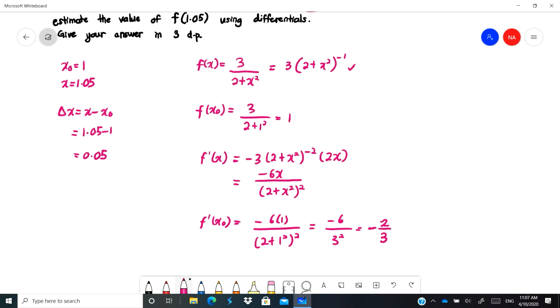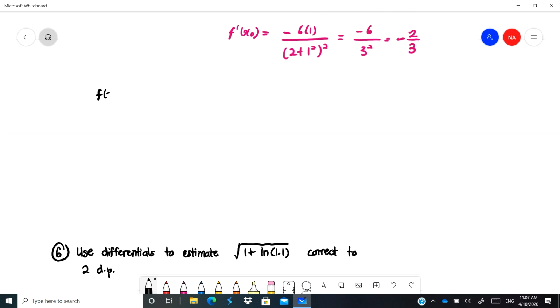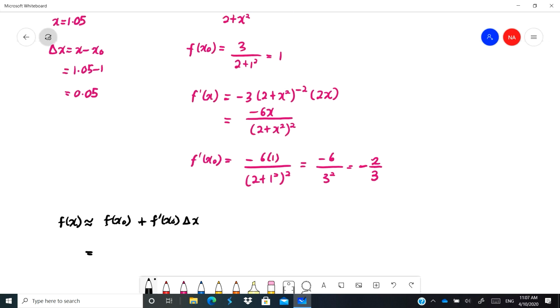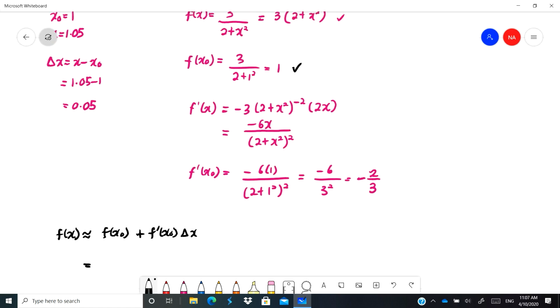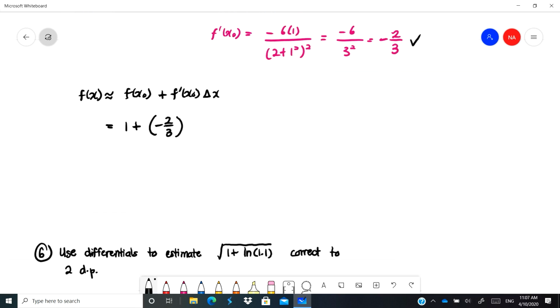So now it's easy for us to use the formula. So the formula is, write the formula first. So f of x is approximately f of x naught plus f prime of x naught times delta x. So put into the formula, f of x naught is actually 1. Okay. So 1 plus the f prime of x naught, which is -2 over 3, and then delta x is actually 0.05. So we can use the calculator to find this value.